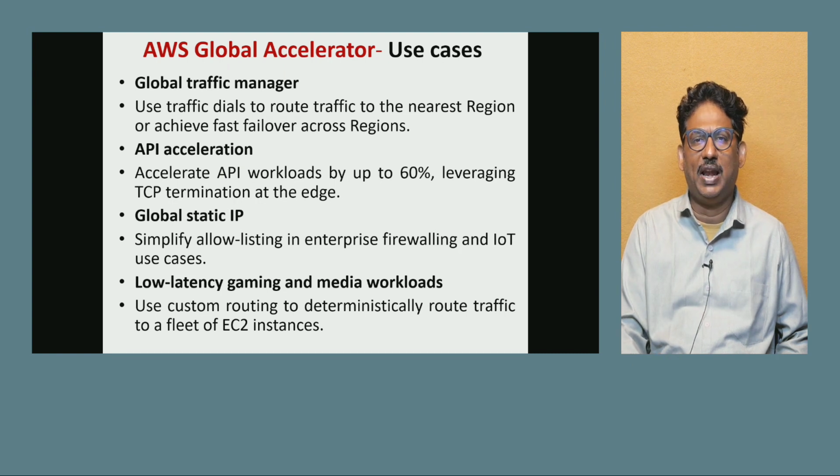Next come the AWS Global Accelerator use cases: Global Traffic Manager, API Acceleration, Global Static IP, Low Latency Gaming and Media Workloads. The Global Traffic Manager uses traffic dials to route traffic to the nearest region, with fast failover across regions. Accelerate API works by leveraging TCP termination at the edge, with around 60% improvement. Global Static IP simplifies allow listing in enterprise firewalls and IoT use cases. Then use custom routing to deterministically route traffic to a fleet of EC2 instances.